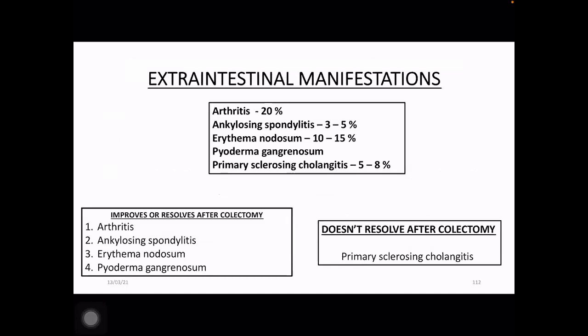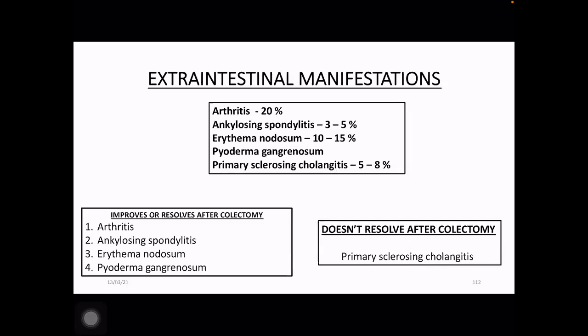The most common is arthritis, 20%. Ankylosing spondylitis, which is more common in patients with HLA B27, 3 to 5%. Erythema nodosum is 15%, then pyoderma gangrenosum, and PSC is 5 to 8%. And this is the most important point: which are the conditions which improve or resolve after colectomy?